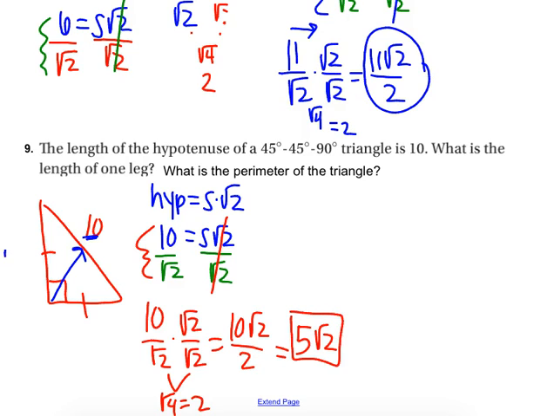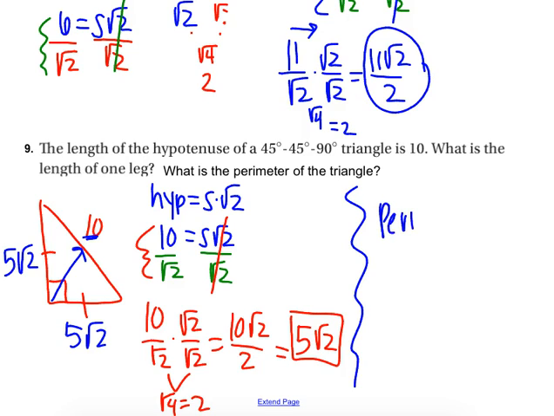So those are my labelings, 5 square root of 2, 5 square root of 2. Now to answer the second part of the question, it says what's the perimeter? So remember that's just adding up all our sides, so I'm going to have 10 plus 5 square roots of 2 plus 5 square roots of 2.